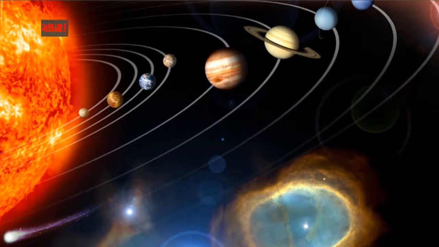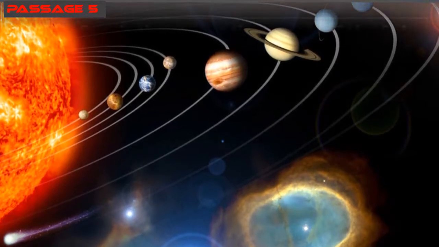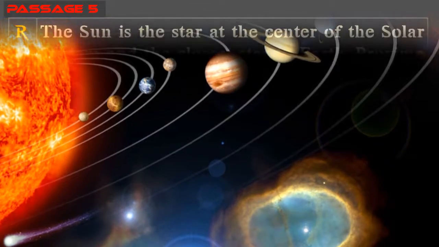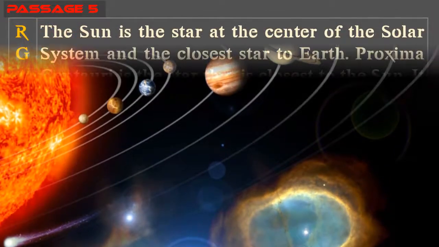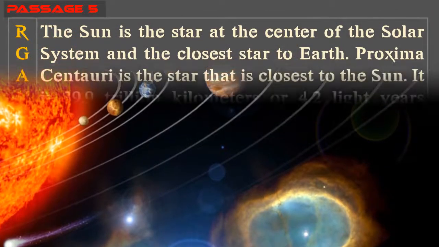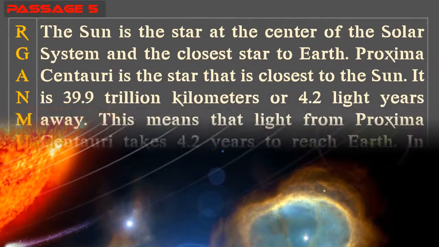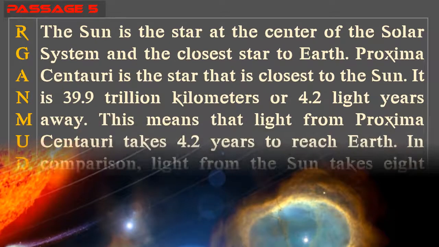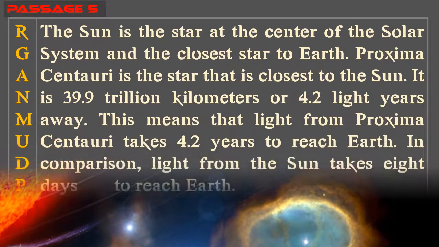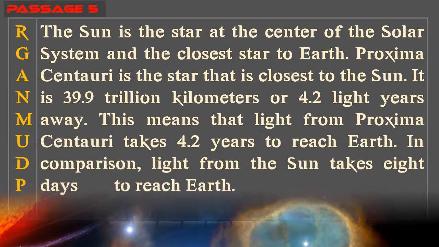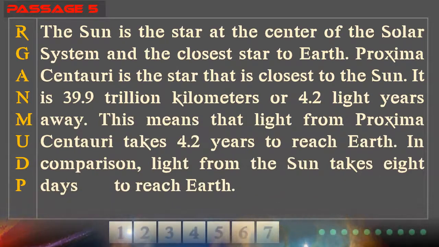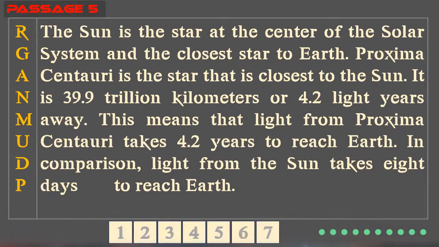Passage 5. The Sun is the star at the center of the solar system and the closest star to Earth. Proxima Centauri is the star that is closest to the Sun. It is 39.9 trillion kilometers or 4.2 light-years away. This means that light from Proxima Centauri takes 4.2 years to reach Earth. In comparison, light from the Sun takes 8 days to reach Earth.